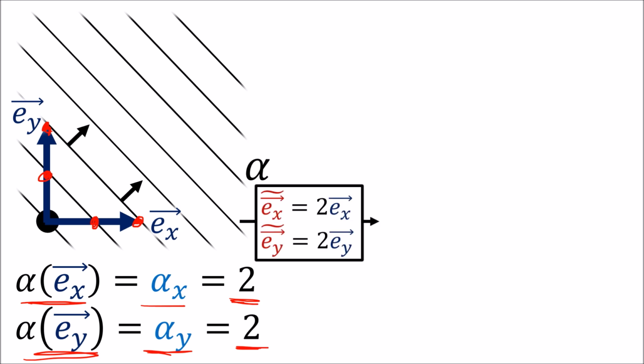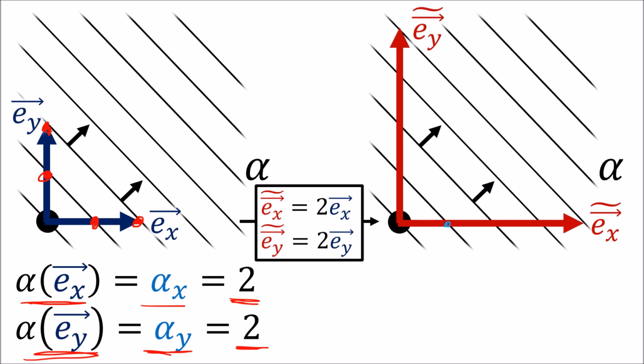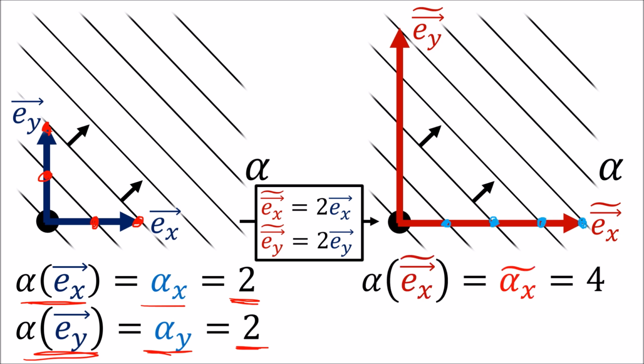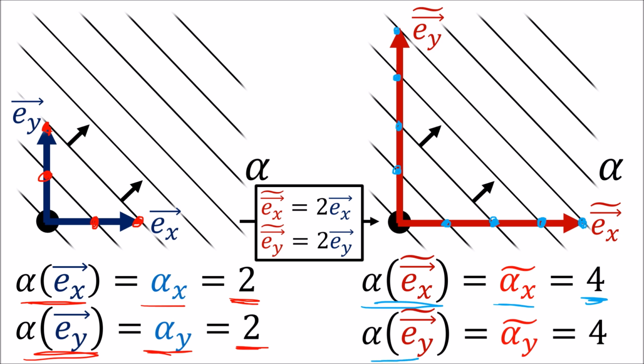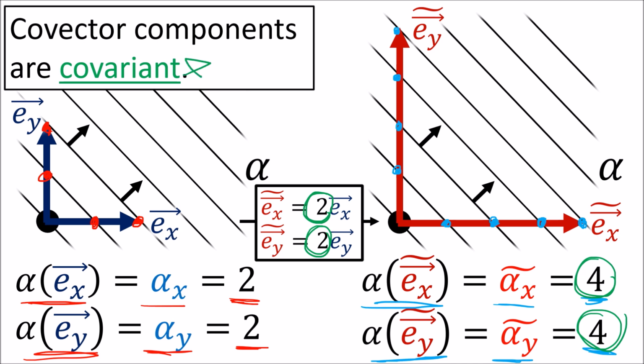Now again, let's double the length of the basis vectors to get ex tilde and ey tilde. Now ex tilde pierces 4 stacks, so alpha of ex tilde, or alpha x tilde, is equal to 4. And ey tilde also pierces 4 stacks, so alpha of ey tilde, or alpha y tilde, is also equal to 4. Notice that when we doubled the length of the basis vectors, the size of the covector components also doubled. This means that covector components are covariant, because they change in the same way that basis vectors do. If the basis vectors become twice as big, then covector components will also become twice as big.